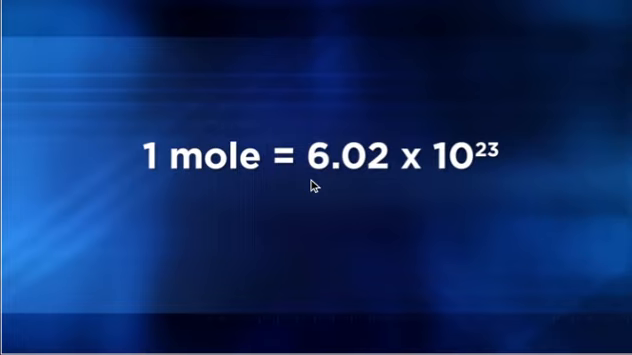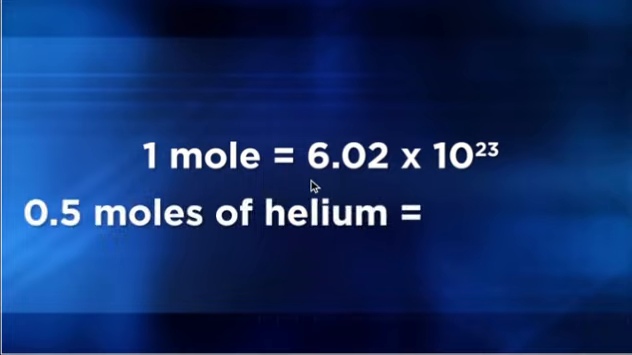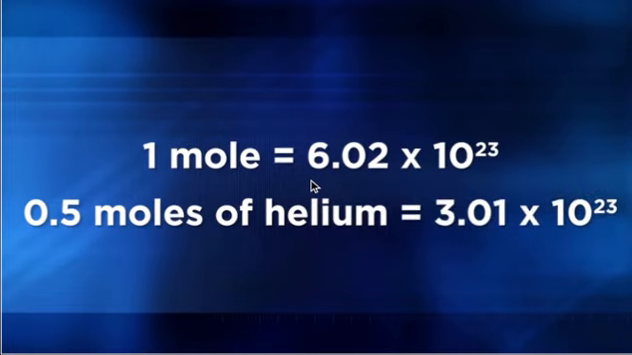For example, if a bottle contains 1 mole of helium gas, you know that it contains 6.02 times 10 to the 23rd helium atoms. What if a bottle contained 0.5 moles of helium? How many helium atoms would be in the bottle? It would contain half a mole, which is 3.01 times 10 to the 23rd atoms. It works exactly like a dozen or a half dozen.